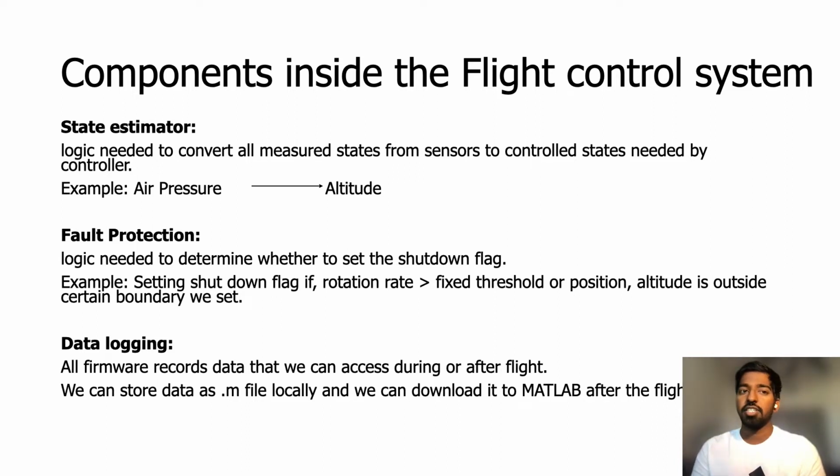And there's a fall protection. The second thing is logic that determines whether to set a certain flag or not, for example, if the drone rotation rate is more than a fixed threshold, or if the altitude or the position of the drone is outside the boundary conditions we set, then there's a case that the drone might run out of control. So there's a shutdown flag to prevent this from happening. And the third thing is data logging, which is nothing but a black box used in the flights. It just has a .m file which can be downloaded into MATLAB after the flight to see the results of the drone flight and everything.